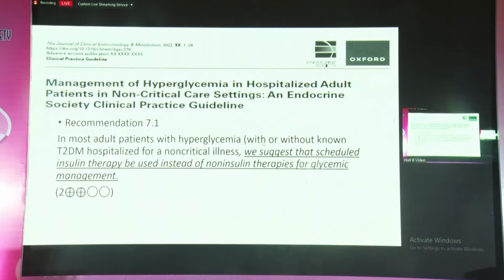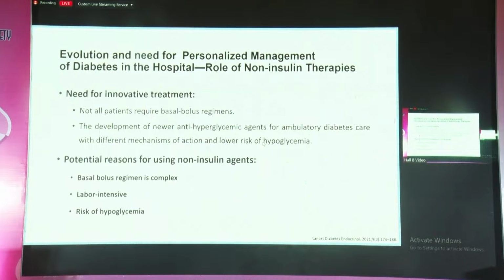Given that pretext, I will try to place the oral hypoglycemic agents in non-critical care settings, because not all hospitalized patients require basal bolus regimens, and we have new antidiabetic agents with different mechanisms of action and lower risk of hypoglycemia. Not only that, there are other reasons to avoid insulin regimens in some cases, because the basal bolus regimen is complex, labor intensive, and the risk of hypoglycemia is high.